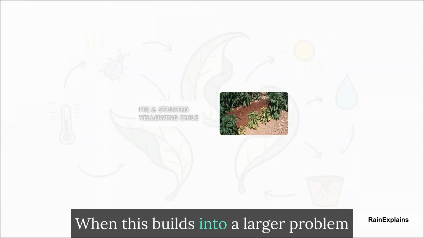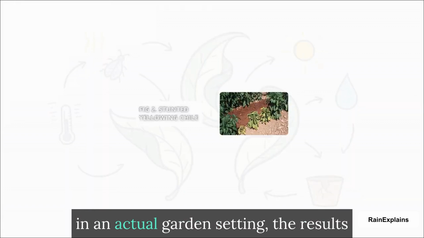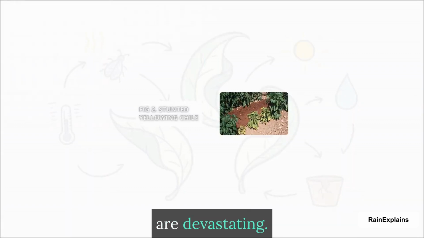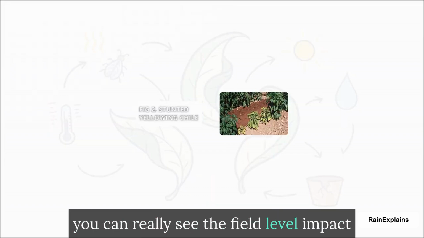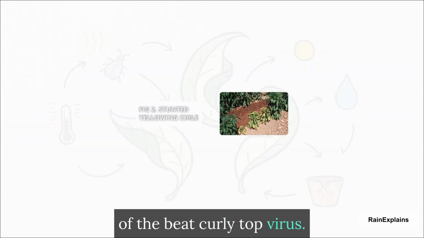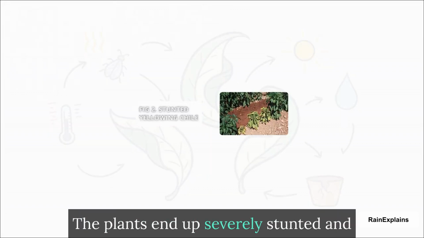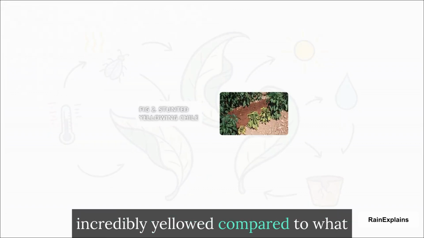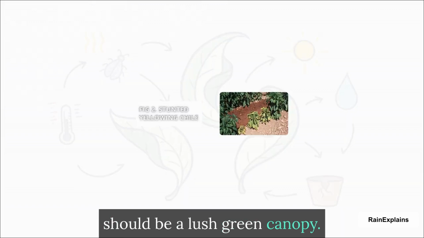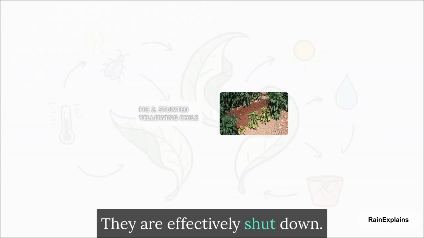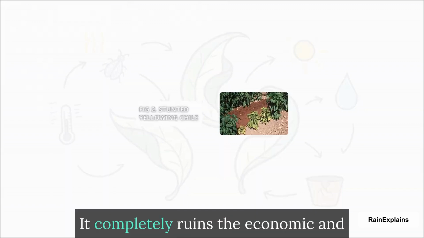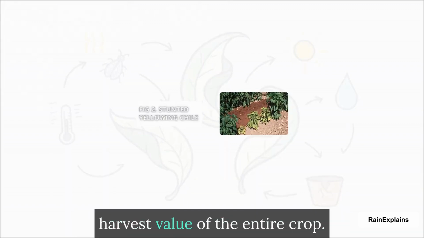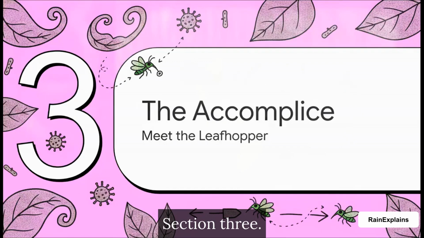When this builds into a larger problem in an actual garden setting, the results are devastating. In a row of chili peppers, for instance, you can really see the field-level impact of the Beet Curly Top Virus. The plants end up severely stunted and incredibly yellowed compared to what should be a lush green canopy. They are effectively shut down. A viral infection like this doesn't just look bad, it completely ruins the economic and harvest value of the entire crop.